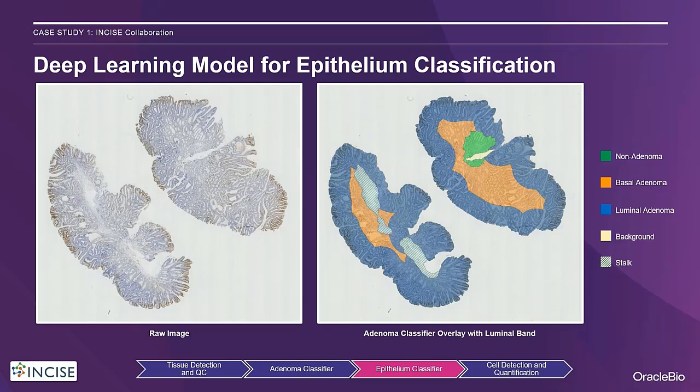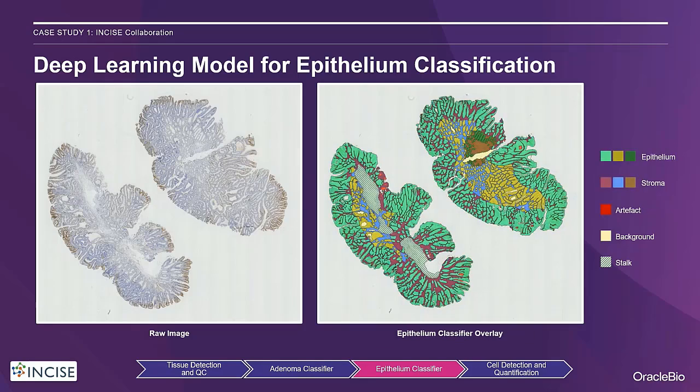So we generated these bands, which is 1 millimeter from the edge, and then from there, we run the epithelial classifier on all three regions separately. So we could get epithelium and stroma for each of the adenoma classes. That is the luminal adenoma, the basal adenoma, and the non-adenoma.